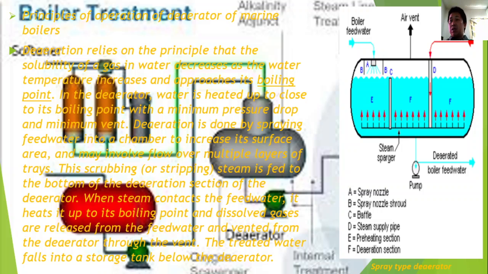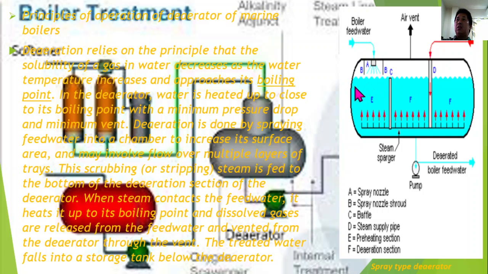So now, this is the spray type aerator. So here, the steam is entering here, and the boiler feed water here. There's a spray of boiler feed water. So this aeration is done by spraying feed water into the chamber to increase its surface area.